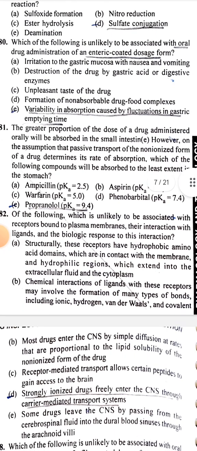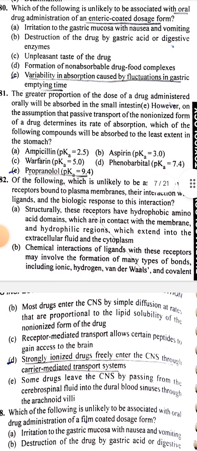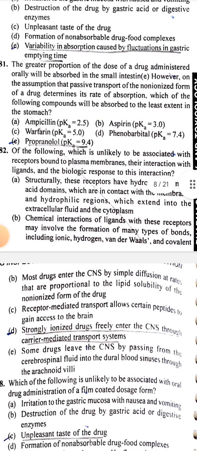The greater absorption of a drug administered orally will be absorbed in the small intestine. However, on the assumption that passive transport of the non-ionized form of the drug determines its rate of absorption, which of the following compounds will be absorbed to the least extent in the stomach? That is propranolol with pKa 9.4.